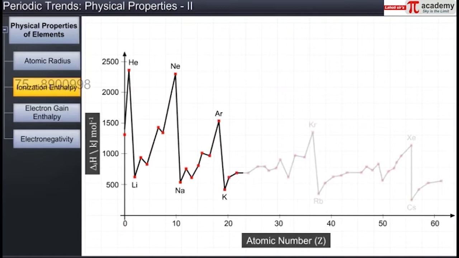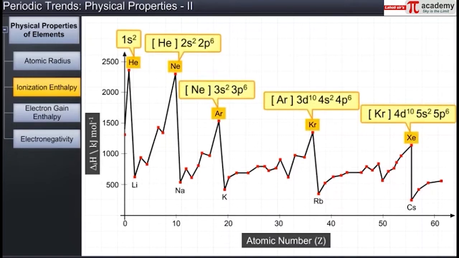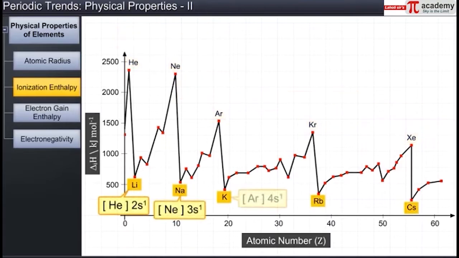The graph shown here depicts the variation in first ionization enthalpies, delta IH, of the first 60 elements in the periodic table. As you can see from the graph, noble gases with stable ns2-np6 configuration have the maximum first ionization enthalpies and hence are chemically inert. The alkali metals with one electron in their valence shell, on the other hand, have the lowest first ionization enthalpies and hence are highly reactive.